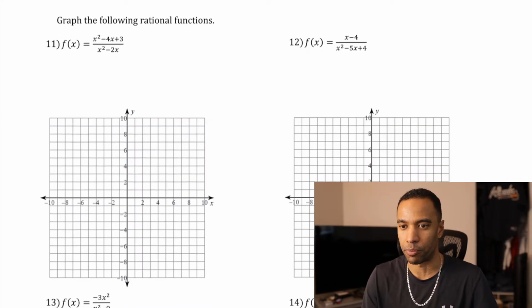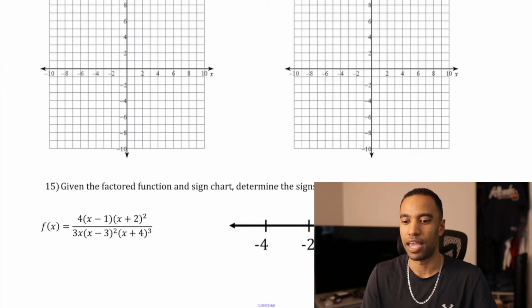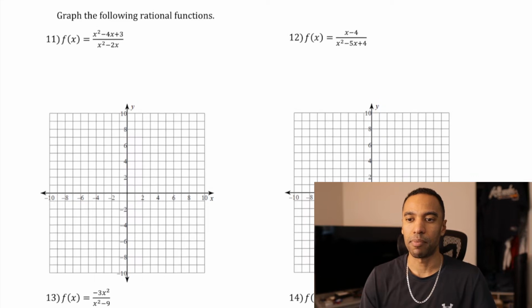All right, let's move forward to the back, if you will. This is where we're going to be graphing. We have 4 things to graph, and then something involving a sign chart in factored form. We'll get to that. All right, the meat and potatoes of this thing.